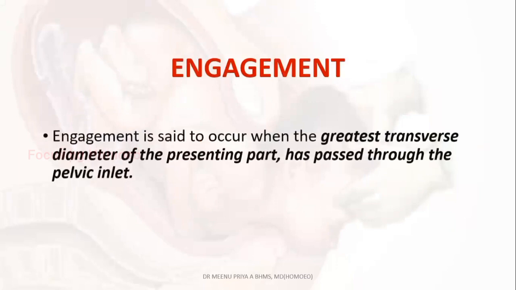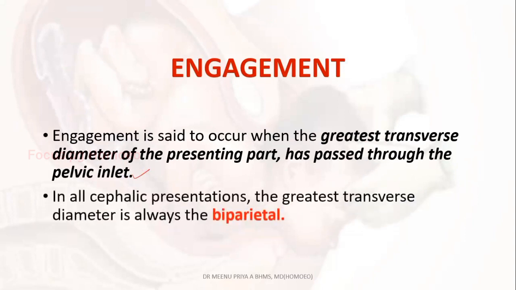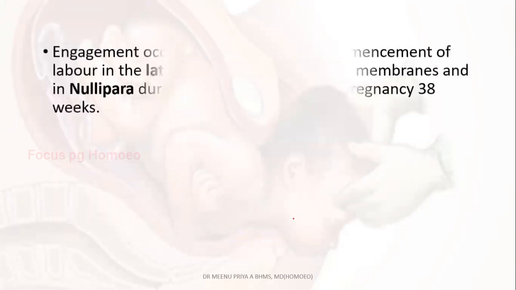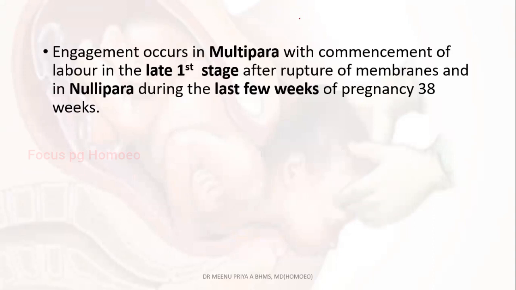Next, engagement. What happens? Engagement is said to occur when the greatest transverse diameter of the presenting part has passed through the pelvic inlet. That is called engagement. In all cephalic presentations, the greatest transverse diameter is always the biparietal diameter. Engagement occurs in a multipara with the commencement of the first stage of labor, or late first stage after the rupture of membranes. But in a nullipara, it is in the last few weeks of pregnancy, that is 38 weeks.